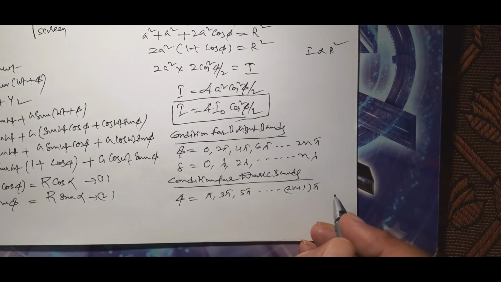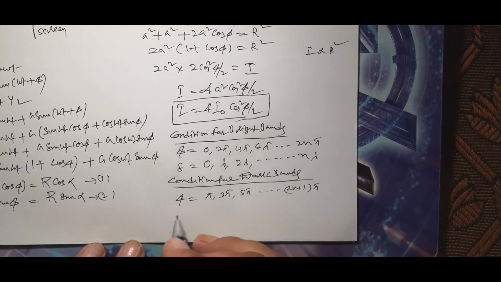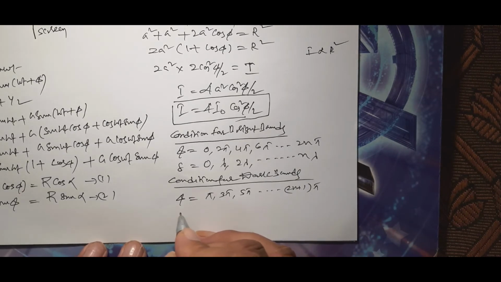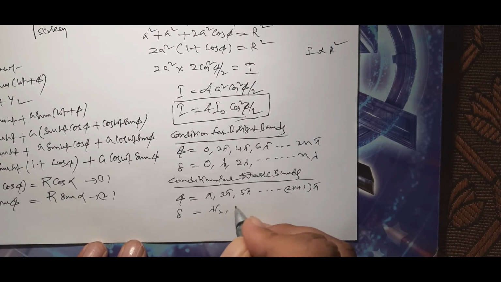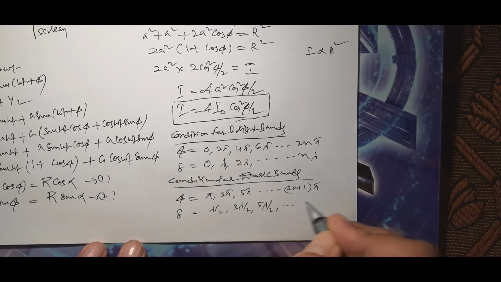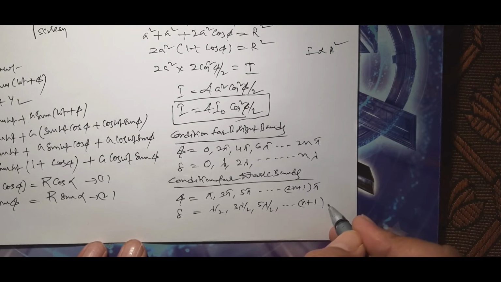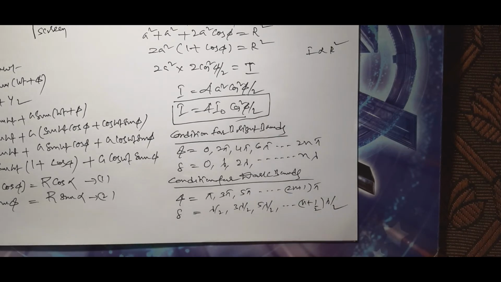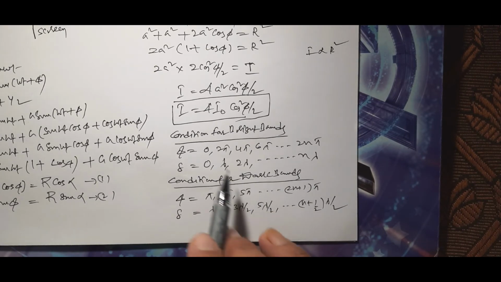So that is the phase difference. The condition for path difference, delta, is λ/2, 3λ/2, 5λ/2, and so on, that is (2n + 1) λ/2. If the path difference is like that, then we will see dark bands on the screen.